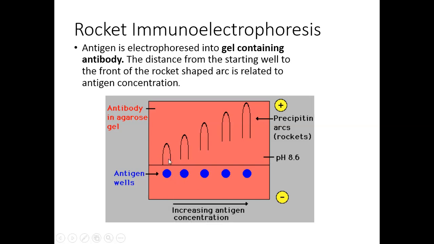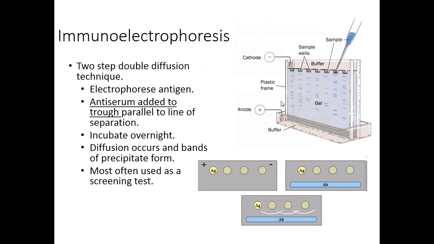When we look at this, the further that the tip of the rocket is from the point of inoculation, the further that it travels, it just means that it's an increase in concentration. So one where the tip of the rocket is very close to the antigen well, that's a low concentration. One that traveled further is a high one. That's all it means, and it's moving towards a positive charge. That's about as much as I want you to know about rocket electrophoresis.